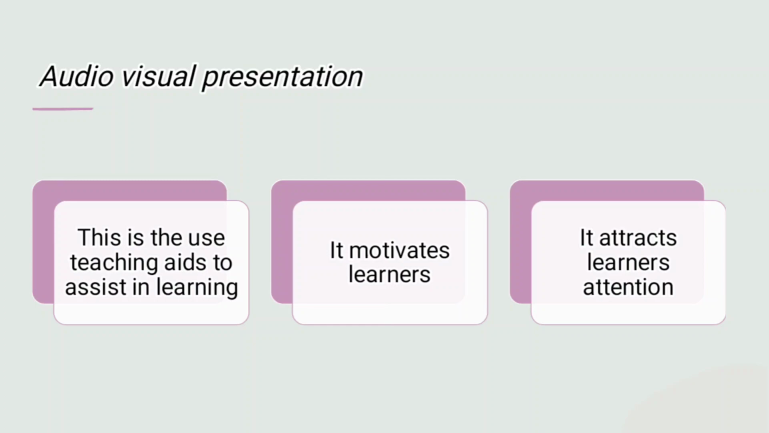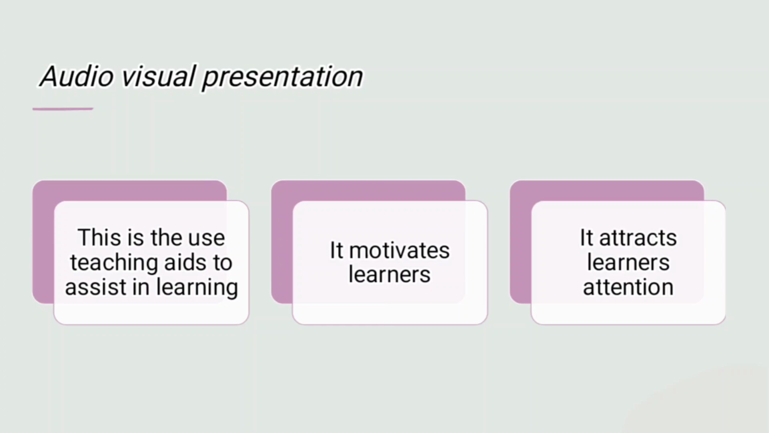And what do we mean by teaching aids? Teaching aids are resources which can be used to assist learners to understand the topic or the lesson of the discussion. Examples of teaching aids are charts, books, and diagrams, and so many other things. Diagrams can be displayed on the wall to show some information. That is teaching aids. An example of an audiovisual presentation is a video.